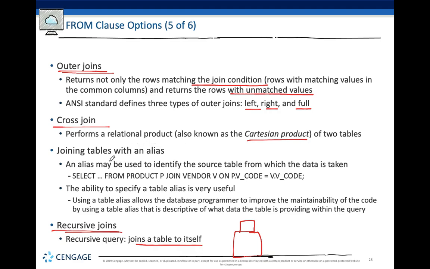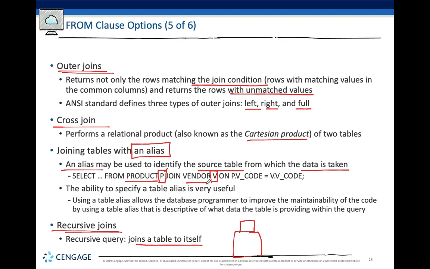Okay. Now, there is this concept of an alias that you should be aware of in the syntax. An alias may be used to identify the source table from which data is taken. Here's an example. Select something from product P. Here P is the alias for the product table. Product P join vendor V. Here V is the alias for the vendor table. So in subsequent code, you can refer to the product table using just the alias P.